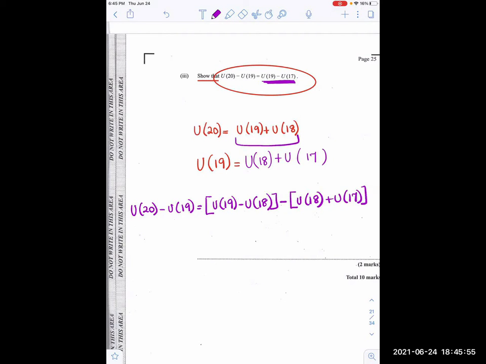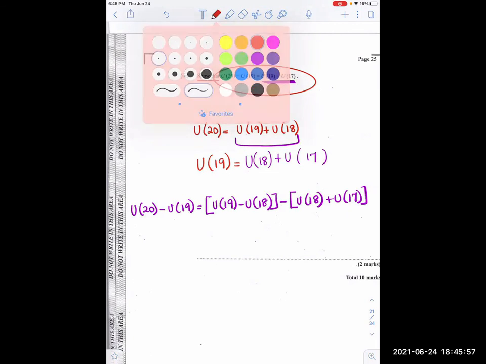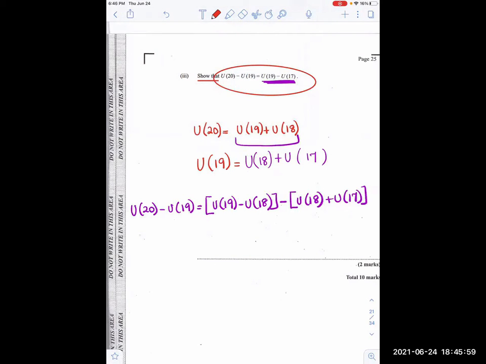What is going to cancel? 18. This is going to cancel. So we get U19 minus U17. And wasn't that what they asked us to prove? Yes. That's it. Any questions? Is anyone still writing?